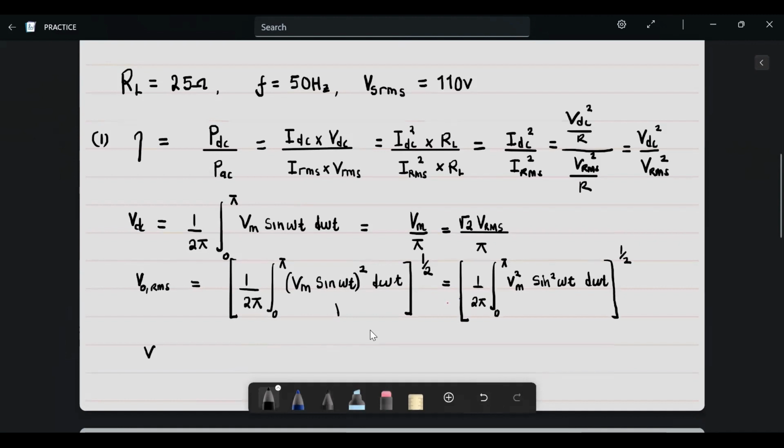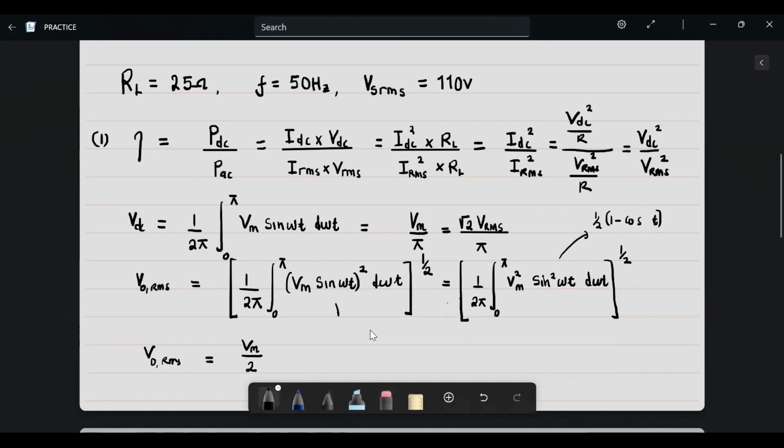So you see that the V output RMS only becomes what? If you try to integrate this sin squared omega t, this can be replaced by half of 1 minus cos 2 omega t, if you want to integrate that. So try to replace that with half of 1 minus cos 2 omega t, and do the integration. This just comes out to be Vm over 2. This is the output RMS voltage. Oh yeah, this is cos 2 omega t, yes, correct.